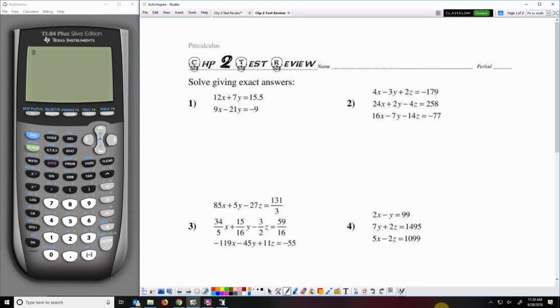Guys, it is time to review what we have learned so far here in Chapter 2. So we're going to start by solving systems of equations, and we can do all of that using our graphing calculator. So here we've got a 2x2 system. I'm going to go into Matrix and go over to Edit Matrix 1 to a 2x2. And my matrix is going to be 12, 7, 9, negative 21. So those are our x and y coefficients.